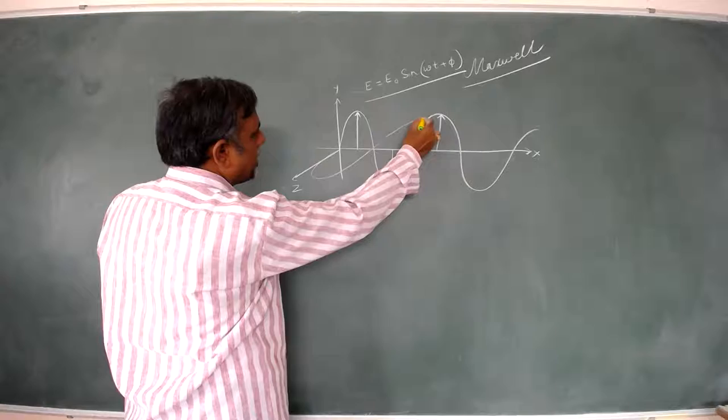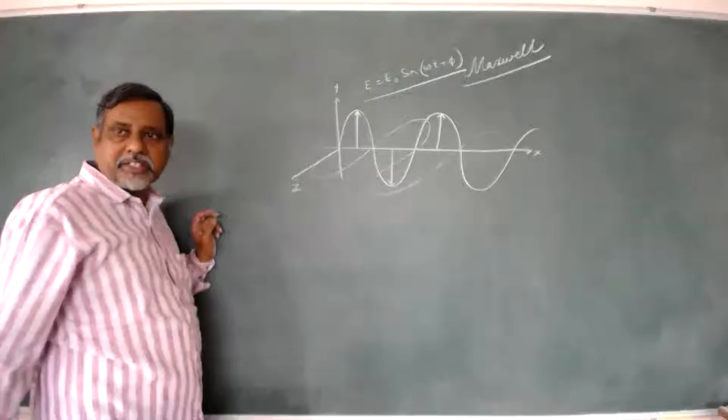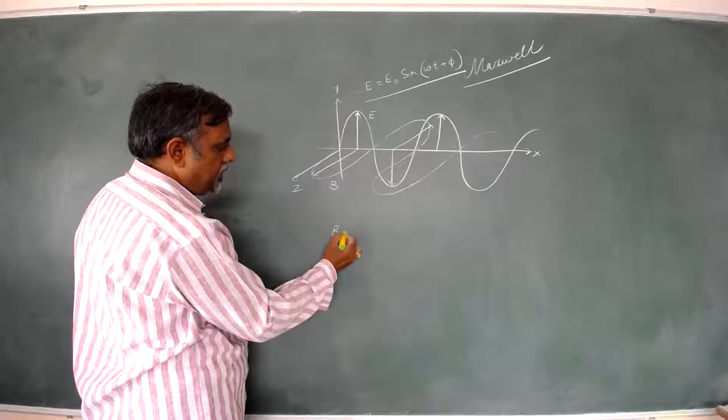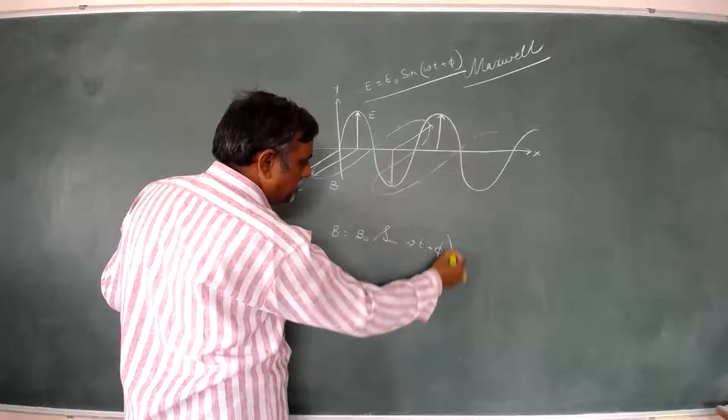That means in the YZ plane. So this is the magnetic field vector like this, which is B. This is the electric field vector, that is E. So the magnetic field vector is B naught sine omega t plus phi. This is the representation of the oscillating magnetic field.